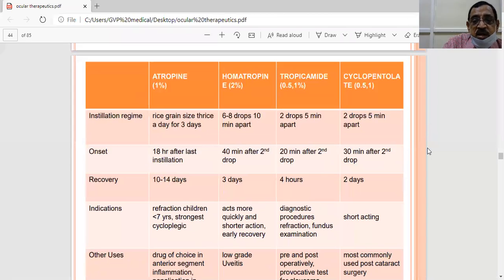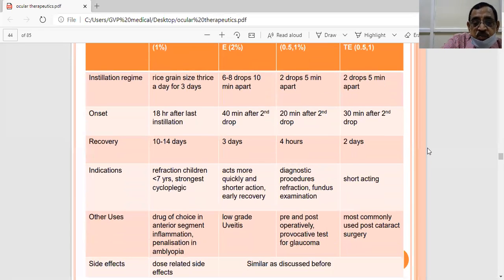So tropicamide is available as 0.5% and 1% solution. 2 drops, 5 minutes apart. 20 minutes after the second drop, the onset of action will occur. The duration of action is about 4 to 6 hours, and recovery occurs later. For diagnostic procedures, refraction in elderly individuals or any individual who requires mild cycloplegia, it can be instilled for refraction. Fundus examination we can also do with tropicamide. Also pre and post-operatively, and provocative tests for glaucoma. So for angle closure, if you want to look, tropicamide is a short-acting one, and you can use it.